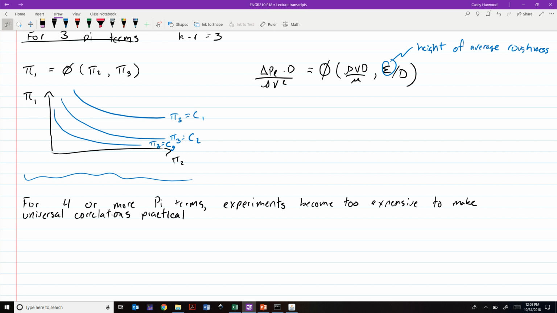This brings us into what we call model scaling. The idea here is we're not going to come up with a universal relationship. We're not going to try to come up with something that we can use as a design tool. We're simply going to use this dimensional analysis as a way of analyzing a specific design. So instead of saying I want to know what the pressure drop through any kind of pipe is, we might say I want to know what the pressure drop through this specific prototype or proposed design is.